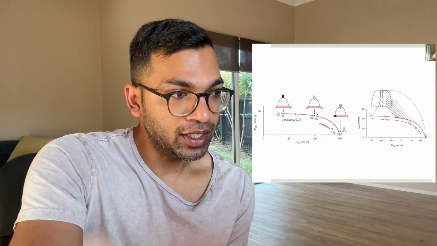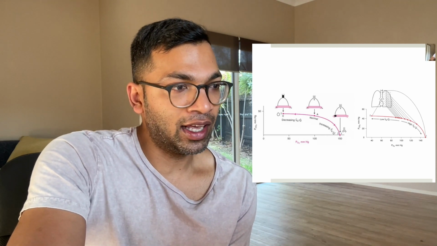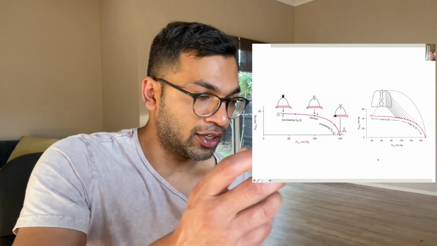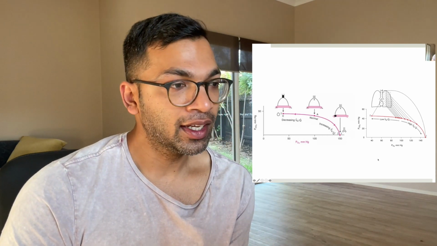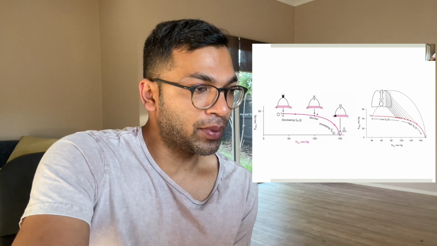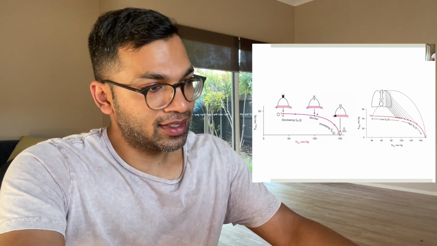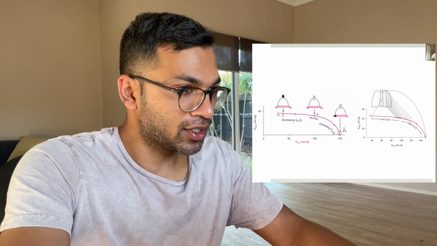Now, to take it to the next level, could you have a lung unit with its capillary, with a PO2 of 70 and a PCO2 of 30? I'm just going to put that graph up again for your benefit. PO2 of 70, PCO2 of 30.